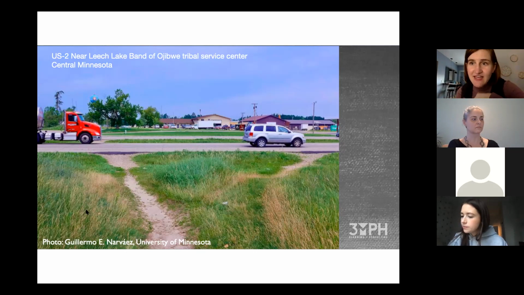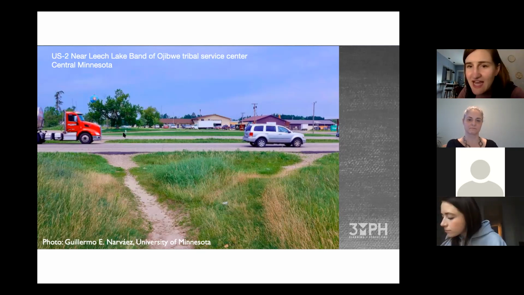And if they did, they tended to use victim-blamey type explanations about drunk walking and that type of thing. So anyway, you can see here an example of the kind of conditions those folks might be dealing with. We have this really high speed rural highway. On one side of this road there's a tribal service center, and on the other side there's a food cellar. And you can see people have just worn paths in the dirt, but they don't have a crosswalk, they don't have a light, and they're having to cross these very high speed roads.